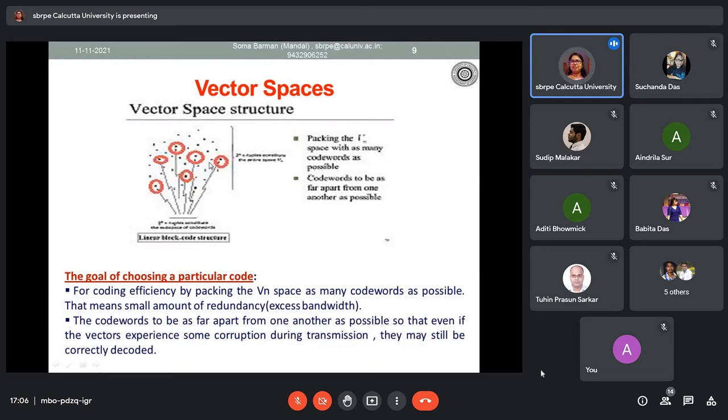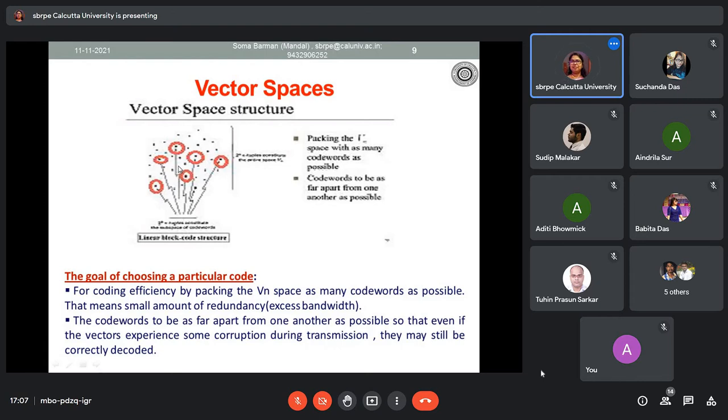But not all these black dots are necessary to uniquely map the 2 to the power k message sequences. This circle shows that only this number of code words are taken from the large number of code word vectors to map 2 to the power k message sequences. Clear? So now how can you choose this?